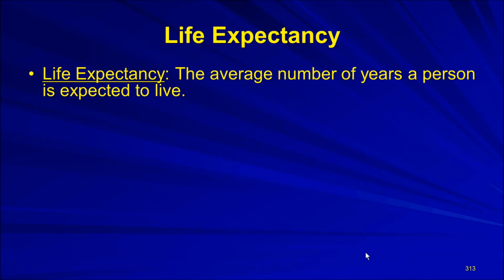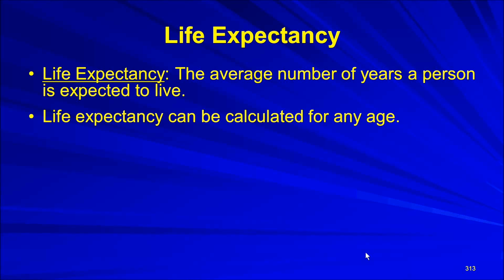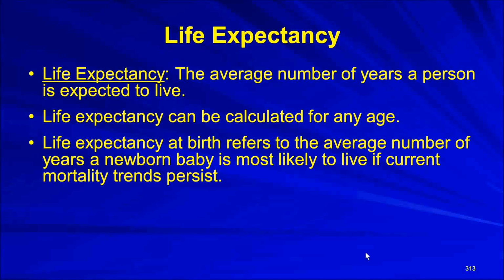Okay, so life expectancy. Life expectancy is the average number of years a person is expected to live. Now, they claim that the human body is designed to live about 120 years, according to research. Now, in biblical times, they talked about people living 1,000 years. So I don't know whether the metrics were the same or not. But we can calculate life expectancy for any age, and we can calculate life expectancy at birth, which refers to the average number of years a newborn baby is most likely to live if current mortality trends persist.